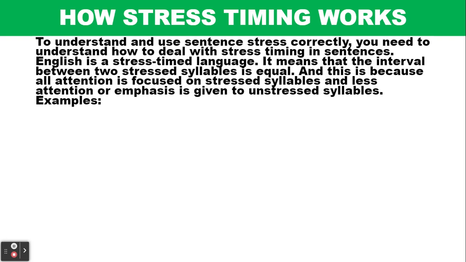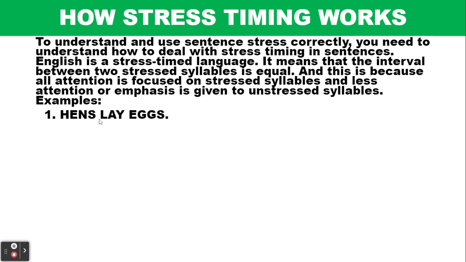Now, how stress timing works. To understand and use sentence stress correctly, you need to understand how to deal with stress timing in sentences. English is a stress-timed language. This means that the interval between two stressed syllables is equal. And this is because all attention is focused on stressed syllables and less attention or emphasis is given to unstressed syllables.